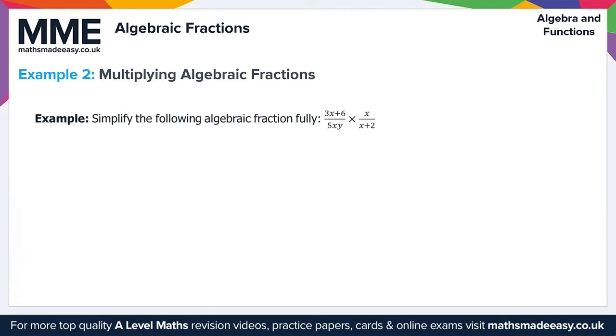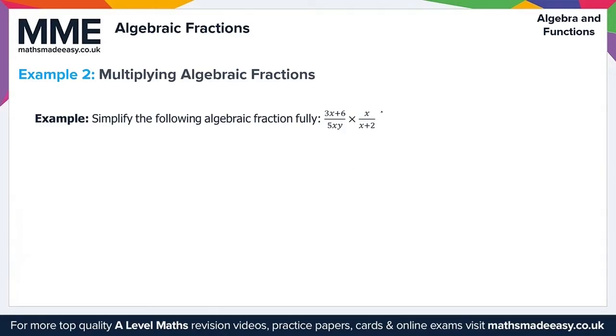In this second example video on algebraic fractions, we're looking to multiply algebraic fractions and simplify fully. And in this example here, we can see we've got 3x plus 6 over 5xy times by x over x plus 2. And remember, when multiplying algebraic fractions, we simply treat this as a regular fraction. We multiply the two numerators together and we multiply the two denominators together here.